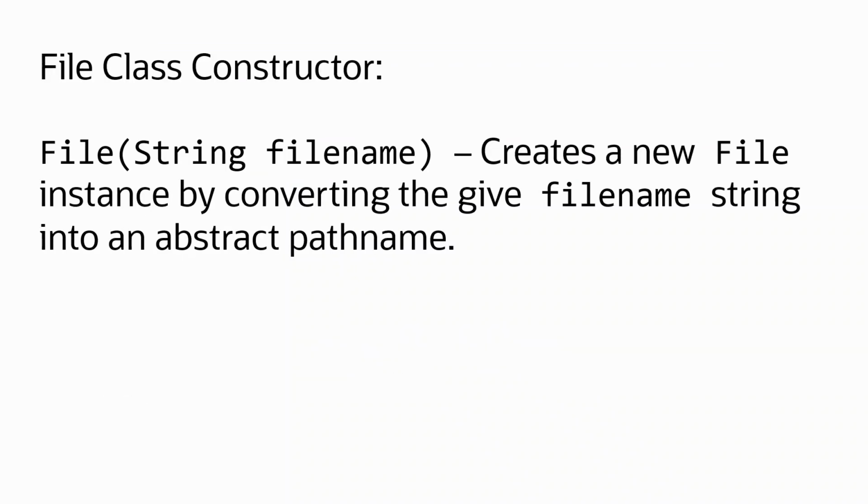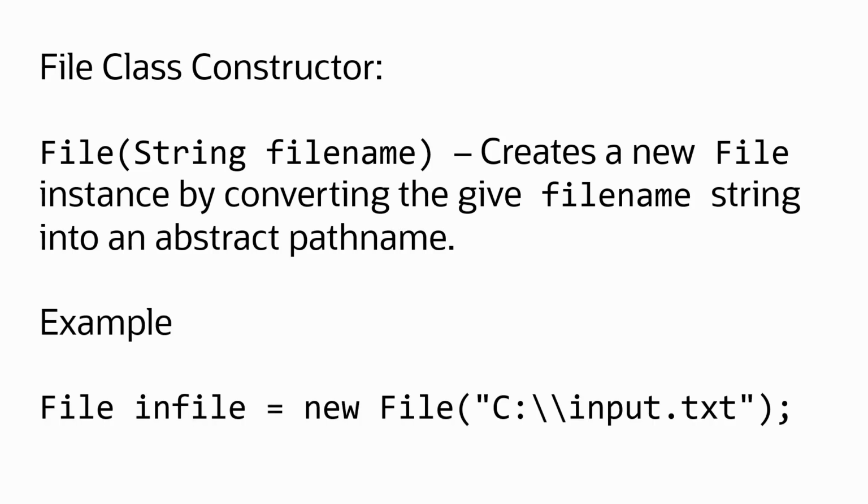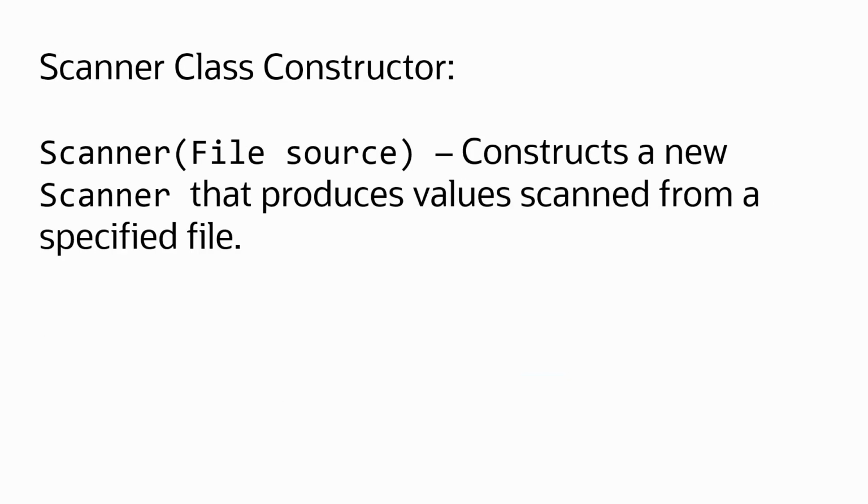One way you can read data in from a file is to use the File class. File(String fileName) is a constructor that you can use that will take a given pathway and create a file. For example, File inFile = new File, and then a string that represents the path. You'll notice that we had to use two backslashes in order to generate one backslash because of escape sequences.